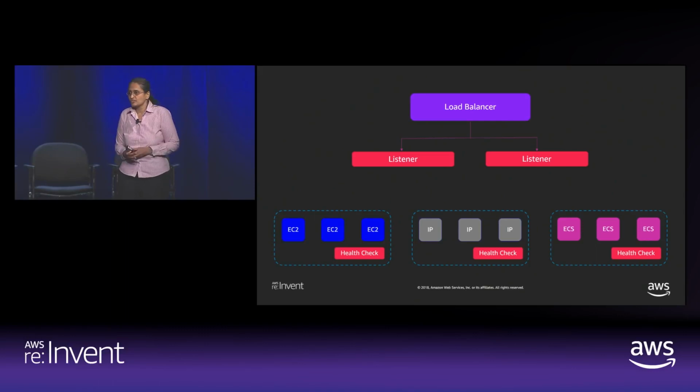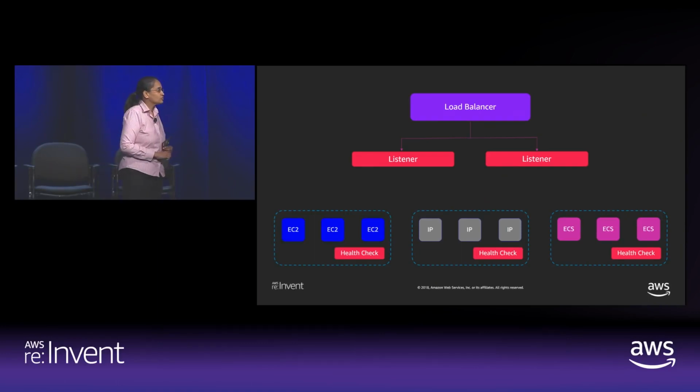So yes, we need to start with the load balancer, and then you add a listener to the load balancer. Listener is nothing but a port and a protocol. In this case, HTTP, HTTPS, and we recommend that you use HTTPS. You should have at least one listener per load balancer, and you can have 50 listeners per load balancer.